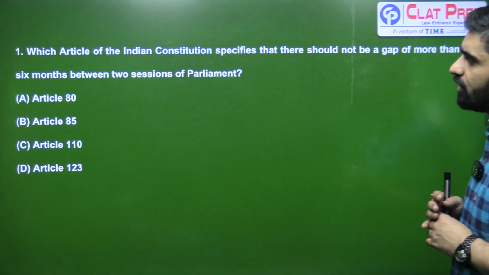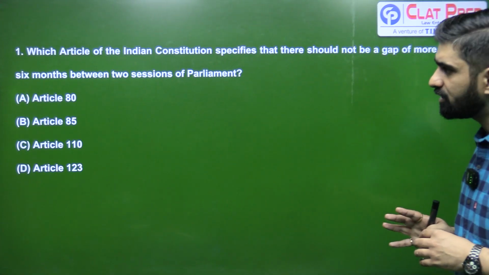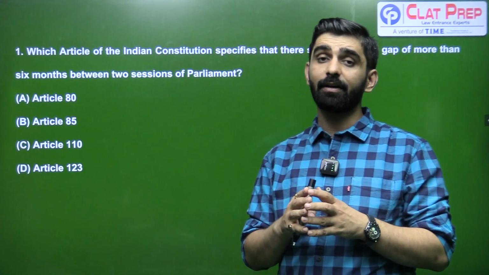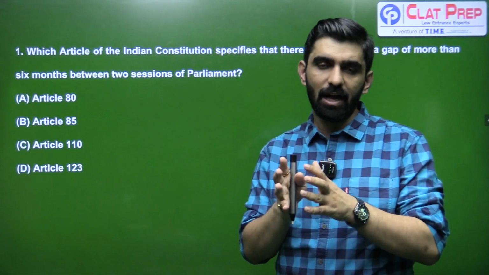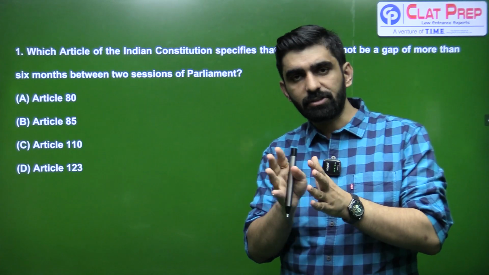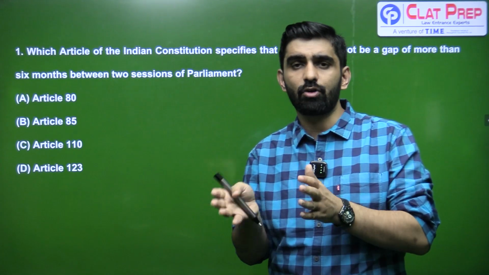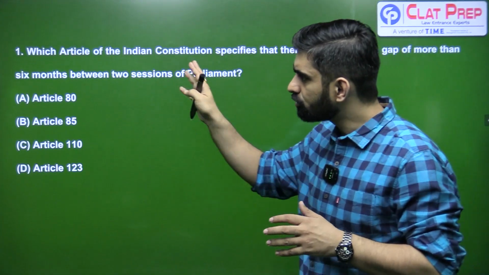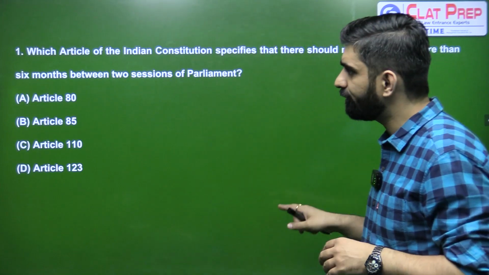Which article of the Indian Constitution specifies that there should not be a gap of more than 6 months between two sessions of Parliament? So we have discussed this today that under Article 85 of the Constitution, between two parliamentary sessions there should not be a gap of more than 6 months, which means the Constitution expects the Parliament to conduct at least two sessions in a particular year. So the correct answer of the first is obviously going to be option B, Article 85.